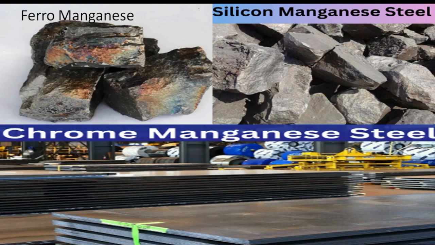And we have 3 types of manganese here. Manganese is also used in manufacturing these 3 materials. What are those? Ferromanganese, silicomanganese and chrome manganese.